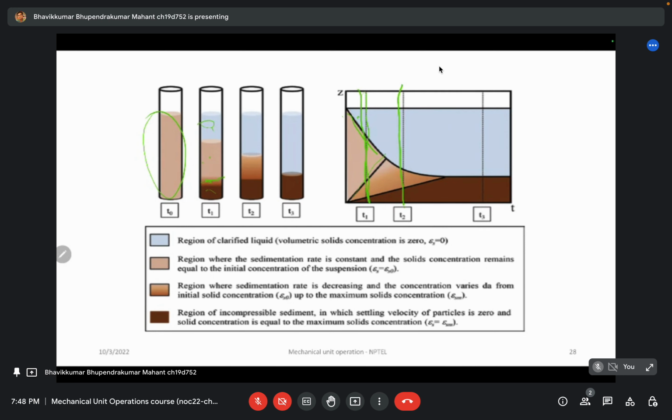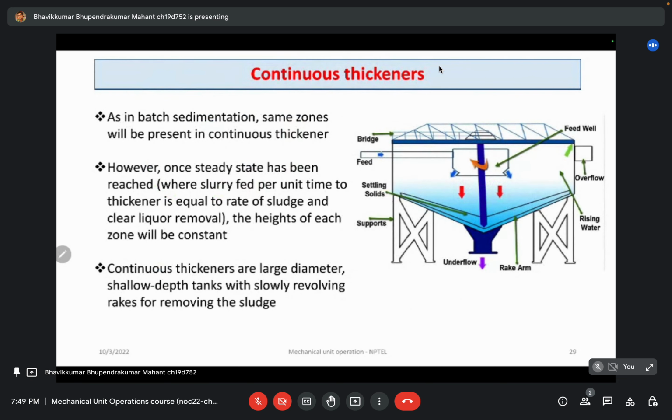After T2 you will find mostly three sections: clear liquid, and a medium region where the sedimentation rate is decreasing and the concentration varies from the initial solid concentration up to the maximum solid concentration. And then in the final region there are mainly two different regions: one is clear liquid, and one is slurry or sludge. Now we'll discuss two different aspects.